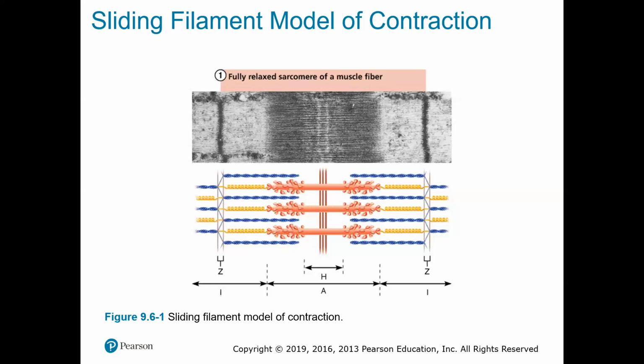The Z lines get closer together. That's all that happens. That's enough. So the Z lines are pulled in as the actins are slid over top of the myosins.